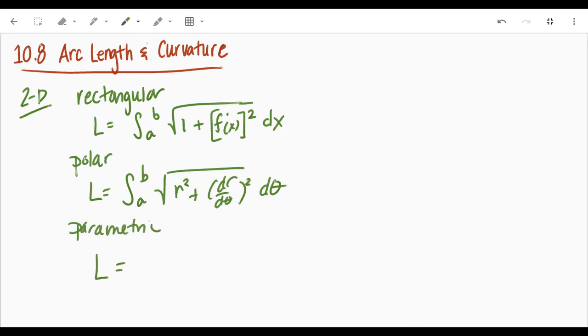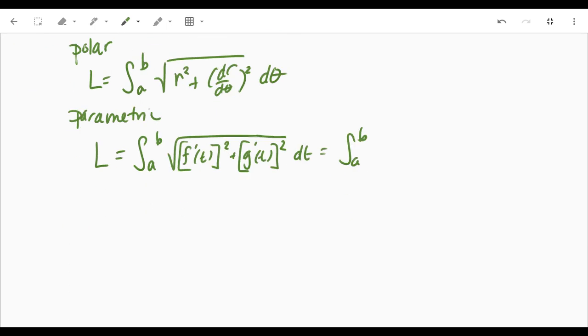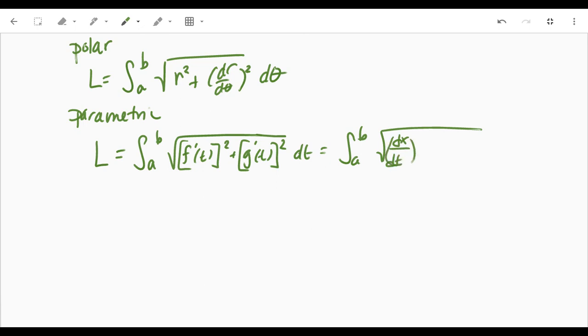which was L equals the integral from a to b of the square root of f prime of t squared plus g prime of t squared dt, which might also be written as the integral from a to b of the square root of dx dt squared plus dy dt squared.